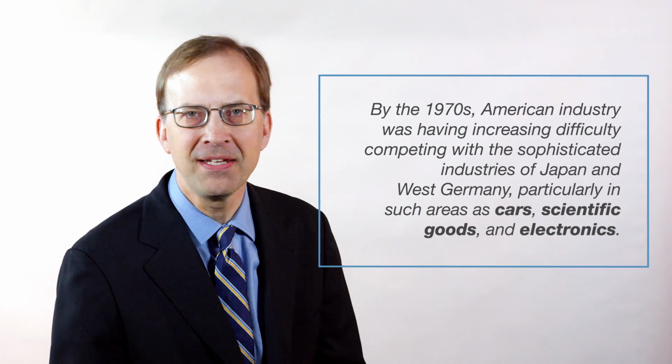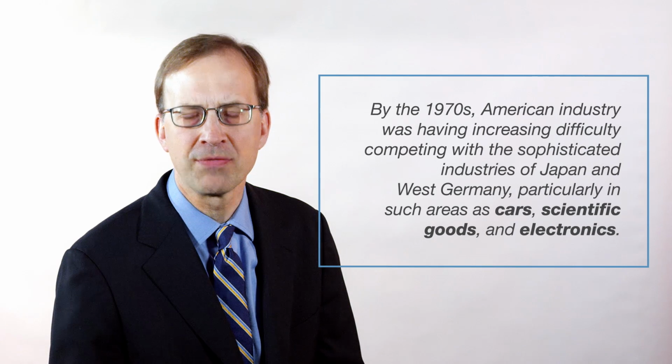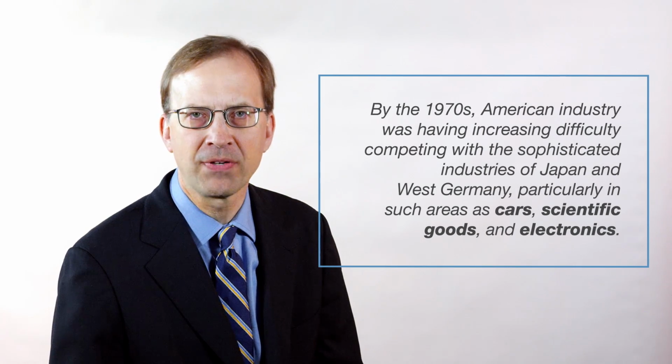Both of these rapidly recovering nations ran trade surpluses, selling more abroad than they imported. By the 1970s, American industry was having increasing difficulty competing with the sophisticated industries of Japan and West Germany, particularly in such areas as cars, scientific goods, and electronics. One problem was that startup companies in the United States were rare. This led established American corporations to become lax in planning and operations. Labor unions also had an impact as they squeezed profit margins by winning more pay and benefits for workers from their companies.